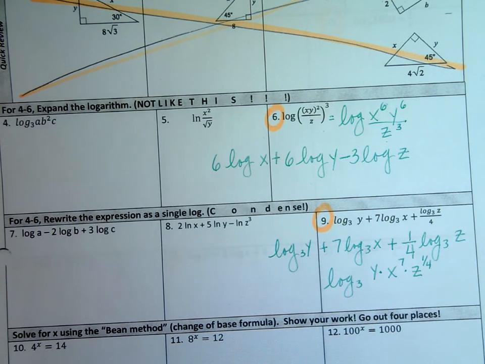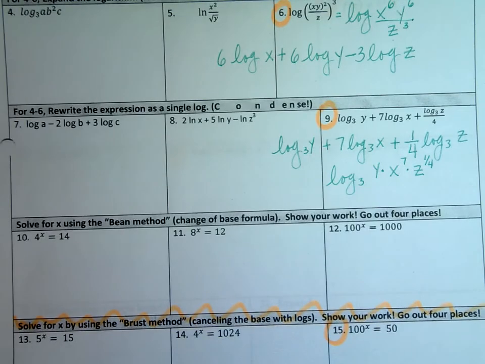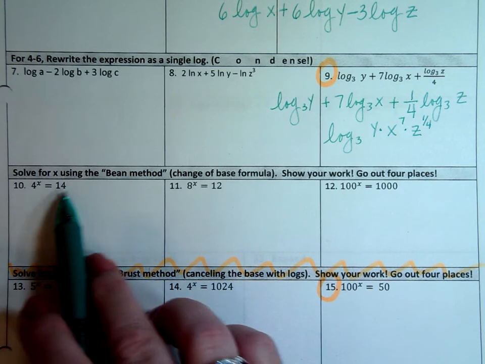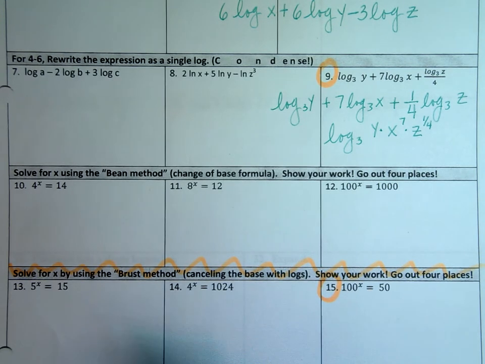That's the whole thing. There's number 9. Now, the next sets, 10 to 12, they say use the base method. That's the change of base formula. We're going to use the change of base formula for all of these up to 15. Remember, we're not doing the other method. We're not going to do that.